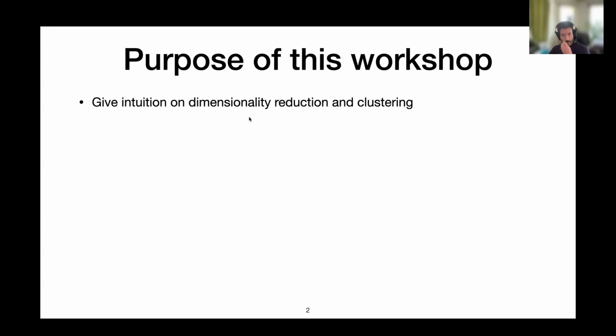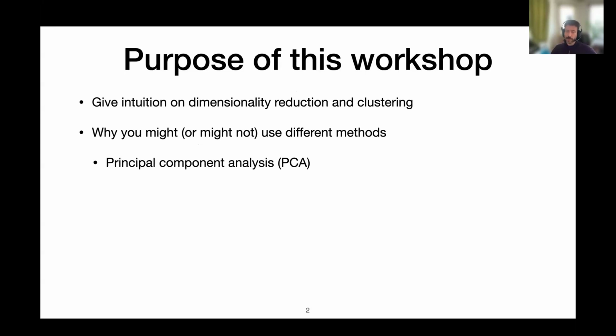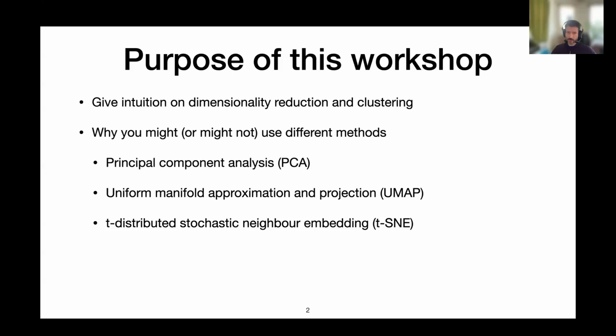So the purpose of this workshop. I'm going to try and give some intuition on dimensionality reduction, clustering, visualization, things like that, and why you might or might not use different methods. The methods I'm going to talk about are principal component analysis, PCA. This is sort of the workhorse of dimensionality reduction. UMAP, uniform manifold approximation and projection, and also T-distributed stochastic neighbor embedding, or TSNE.